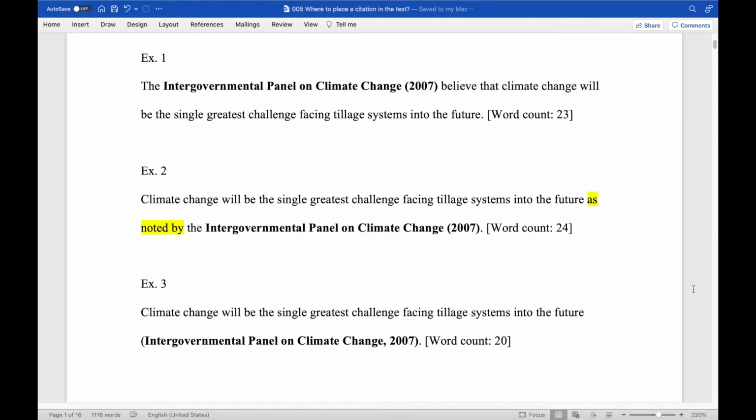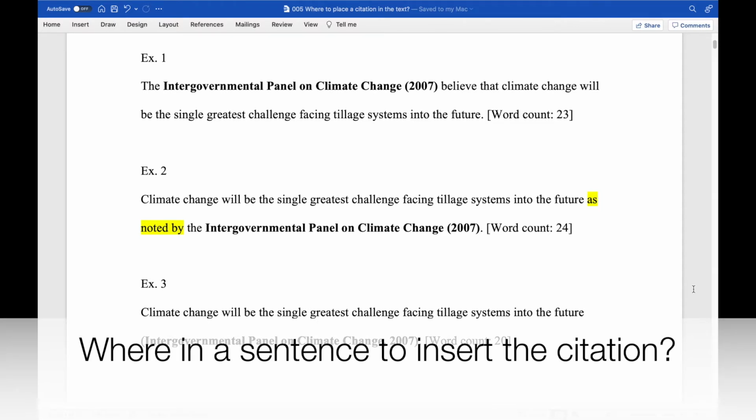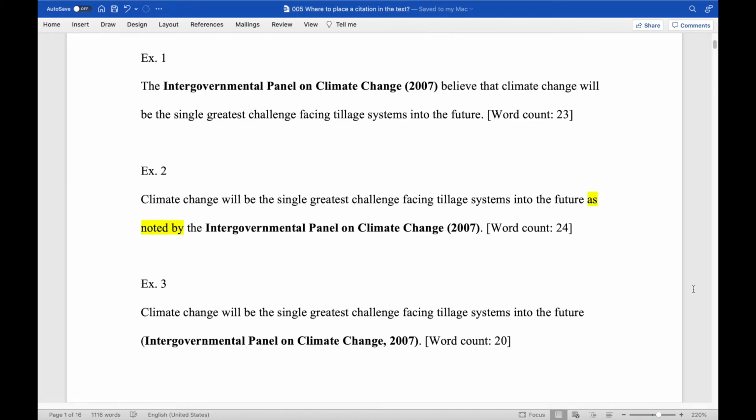One problem students have when citing sources in their writing is that they don't know where in the sentence to insert the citation. For example, should a citation be inserted at the beginning, middle, or end of a sentence? In this video, I'm going to answer that question.